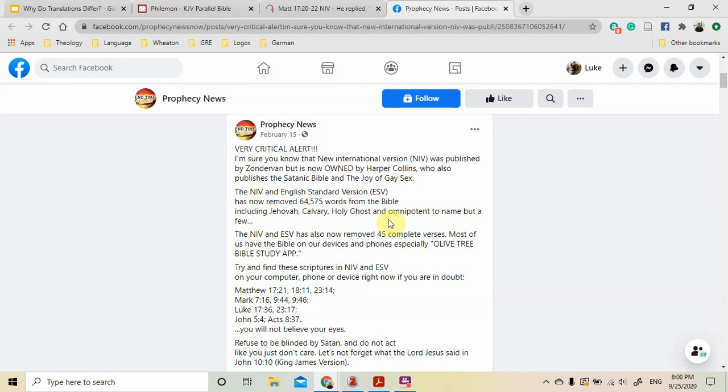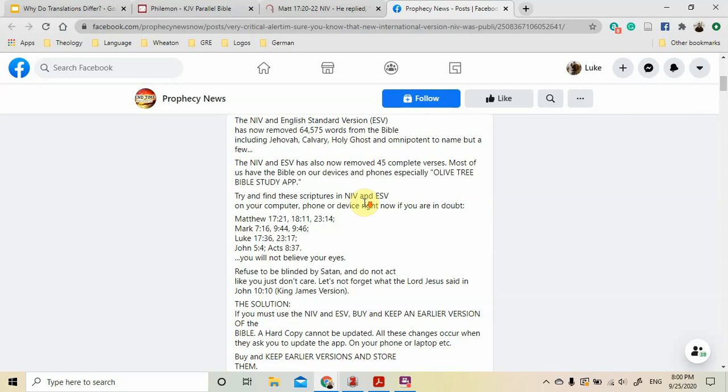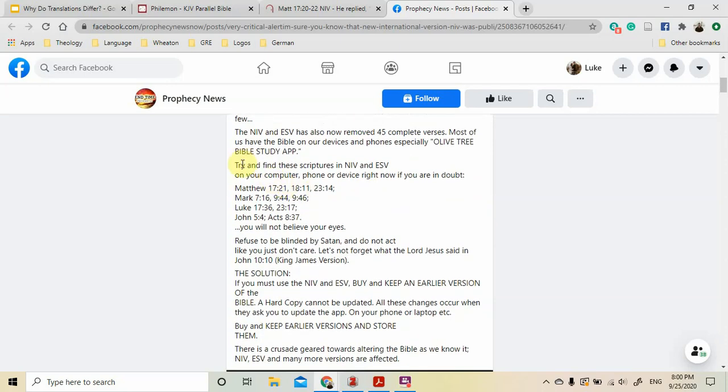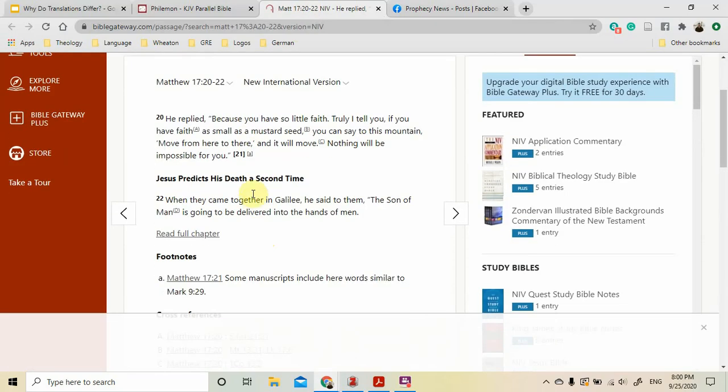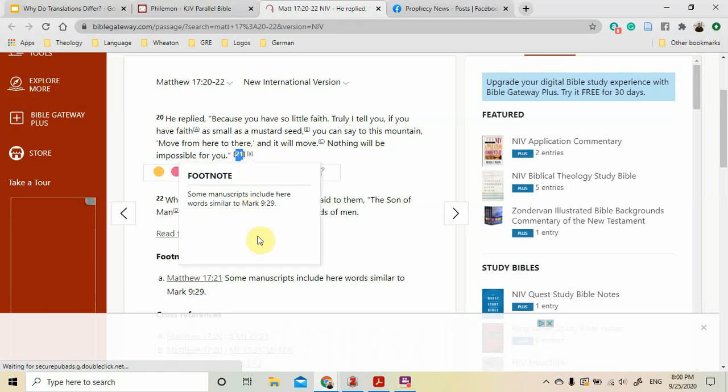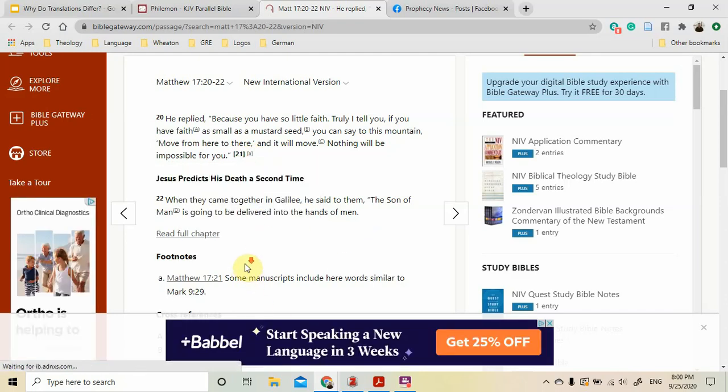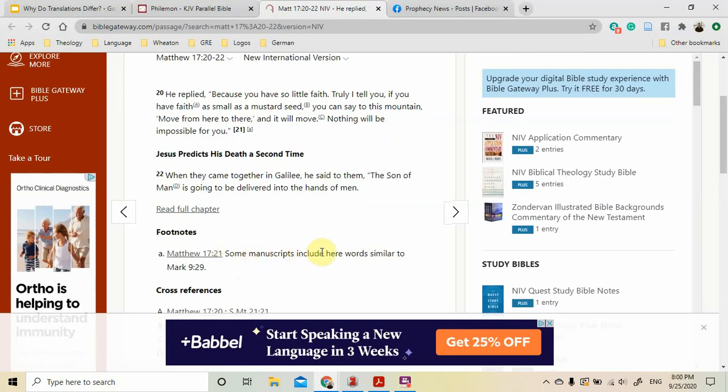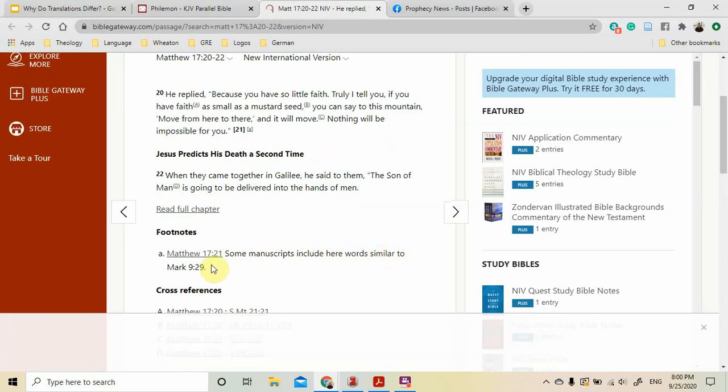Very critical alert. I'm sure you know that the NIV was published by Zondervan and so on, and then it goes on and says that, try to find these scriptures on your computer. They have removed 45 complete verses. And so you can go to Matthew 17:21 in the NIV and look. It is gone, but it's not. We can see there's a footnote, and here it says some manuscripts include here words similar to Mark 9:29.